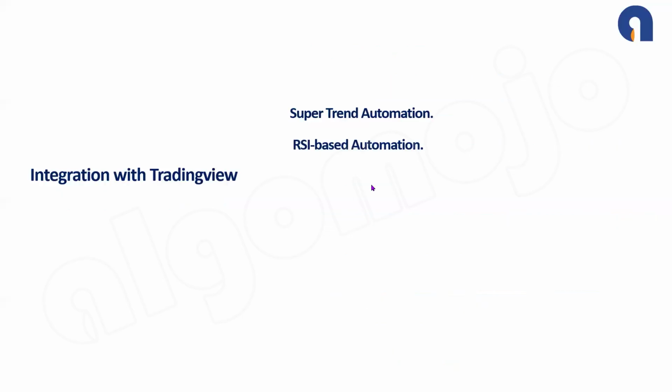So we saw how to do an integration with Supertrend or an RSI based automation or a price based action also. And we also saw in Amibroker what the things are.